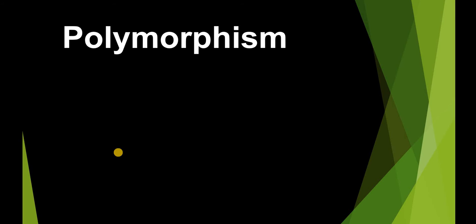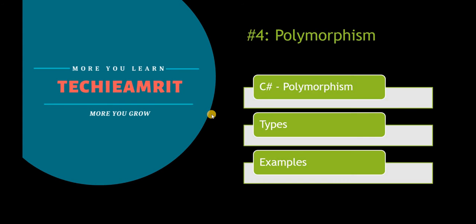So let's start with the topic polymorphism. In this video we are going to cover three sections: what is polymorphism, what are its types, and its example. Let's start with what is polymorphism.